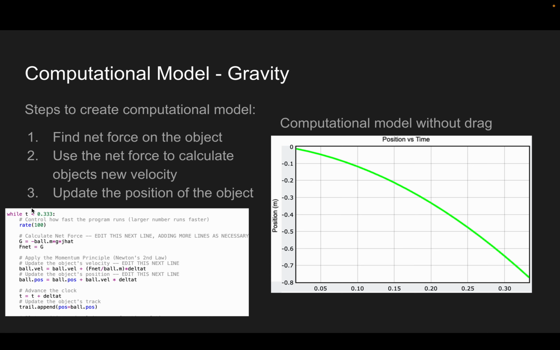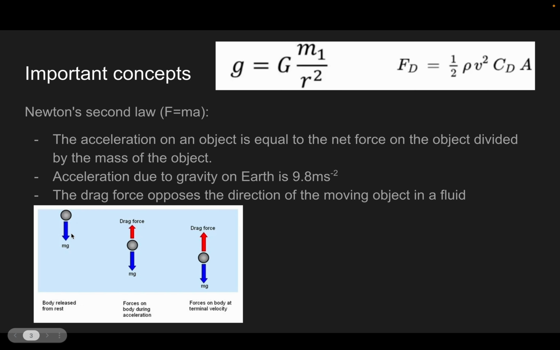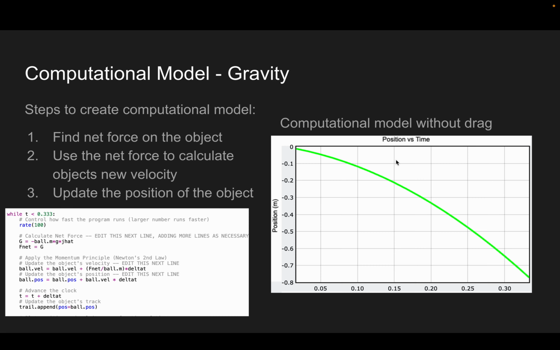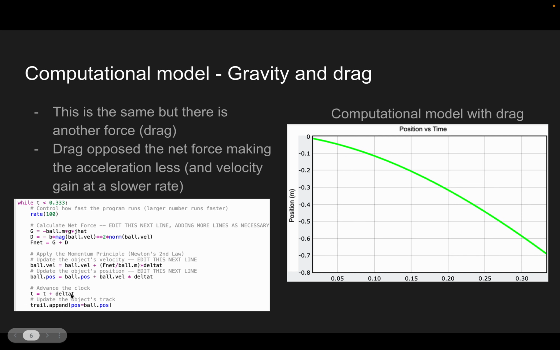So for the code, I had 0.333 seconds for the time, and then this was the equation for the net force. So how much force is acting on it, and so that is this model. And so this is just the velocity update and the position update formulas. Delta t is the time update equation.